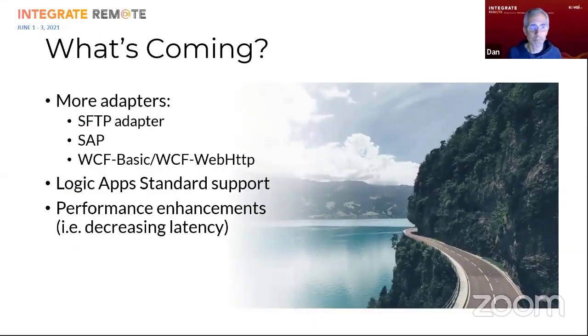What's coming? More adapters. So these are ones that are prioritized at the moment: the SFTP, the SAP, and the WCF Basic and Web HTTP. They're also pushing for Logic App Standard support. Just be aware that that isn't necessarily going to run locally when they do that, because in Logic App Standard, the converted BizTalk app relies on Service Bus and App Config, and those aren't yet available locally. And another big thing that they need to work on is the performance enhancements, because right now there is a bit of latency involved, and that has to do with the polling intervals and so on, which is again a balance of cost versus performance.